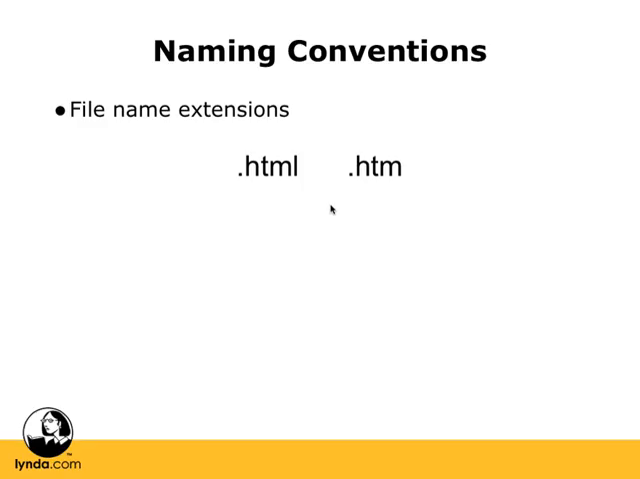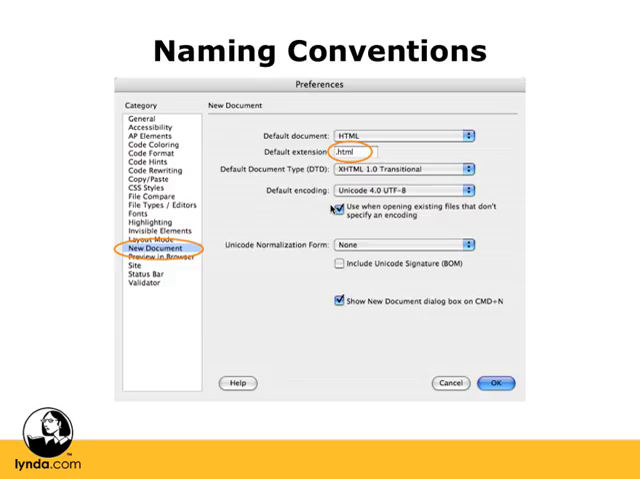But you really should just pick one and stick with it. Don't have some pages that end with .htm and others that end with .html within the same site. It might cause confusion, especially if you have identically named files in a folder like index.html and index.htm. You can set your default preferences under Dreamweaver's preferences by going to the new document category in your preferences, and here you can choose whether you want your files to end with .html or .htm.